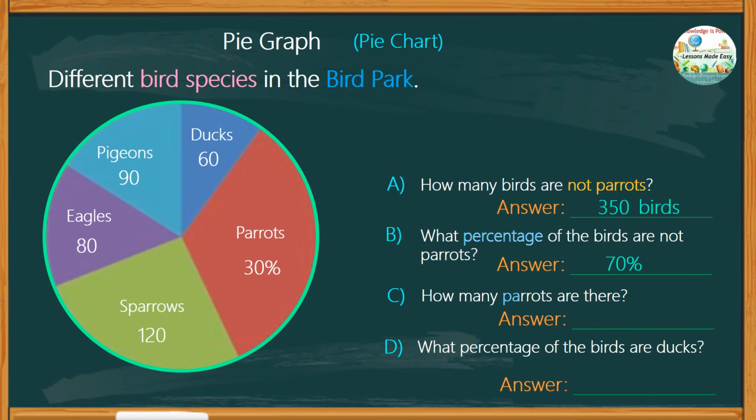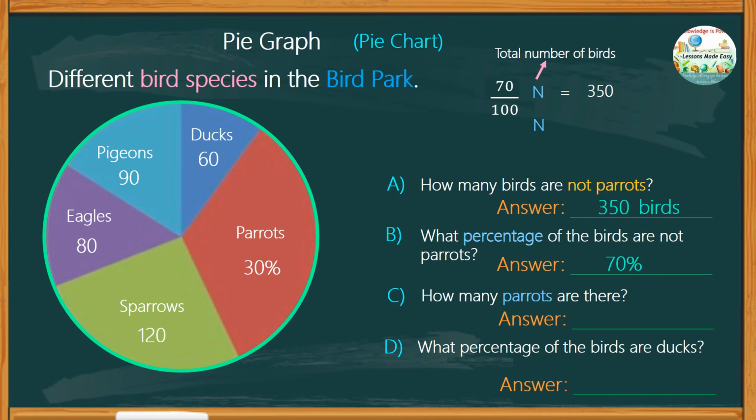So, how many parrots are there? To answer this question, we must first find how many birds are there in total. Then, subtract the number of birds that are not parrots. But how do we find the total number of birds? From the pie chart, 70% of the total number of birds is 350. Let n be the total number of birds. 70% can be expressed as 70 over 100.